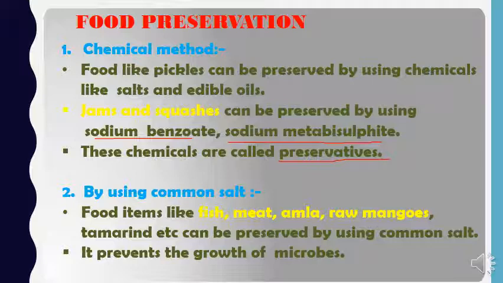And it prevents the growth of microbes. So as you are aware, microbes start growing on any of these things and will decompose it and make the things inedible. So chemical method and salting method are the first two methods.